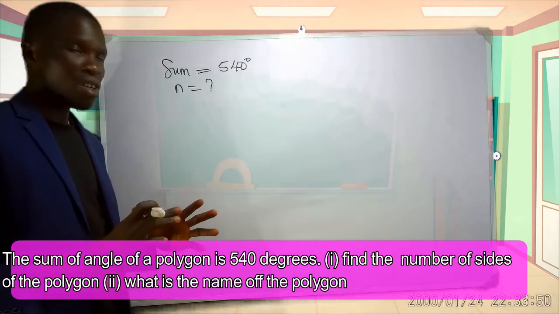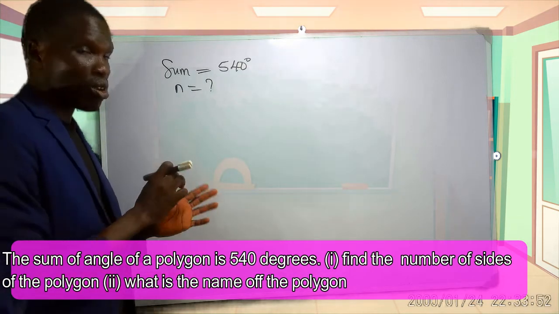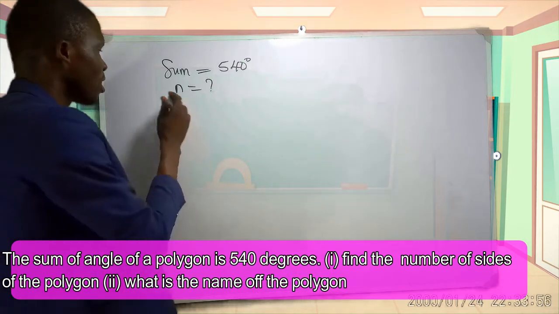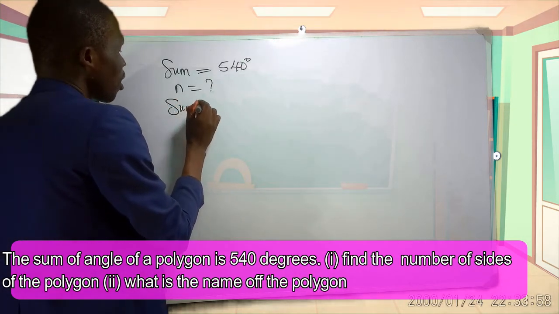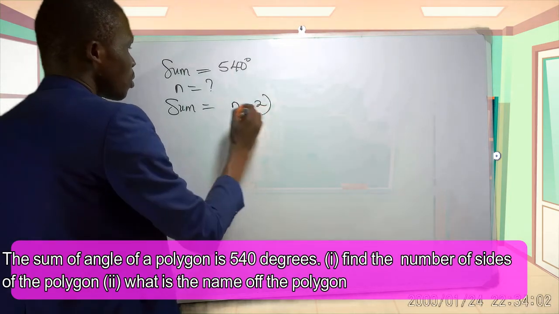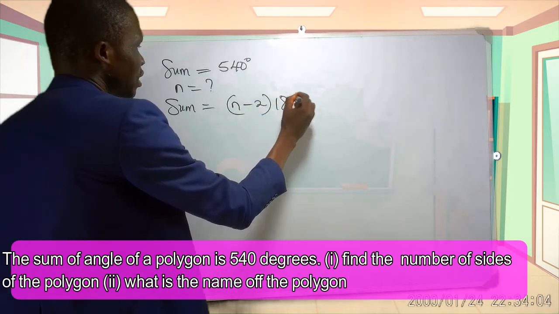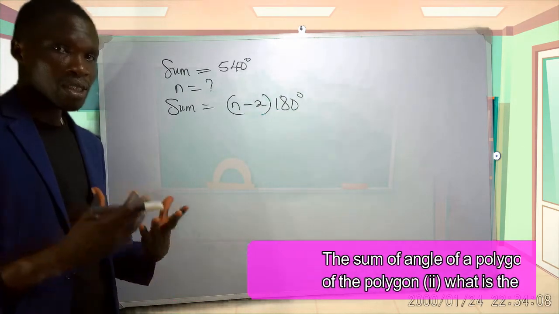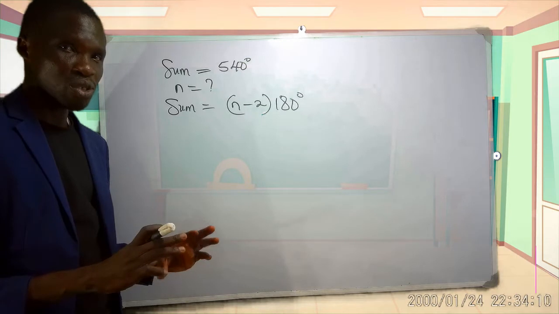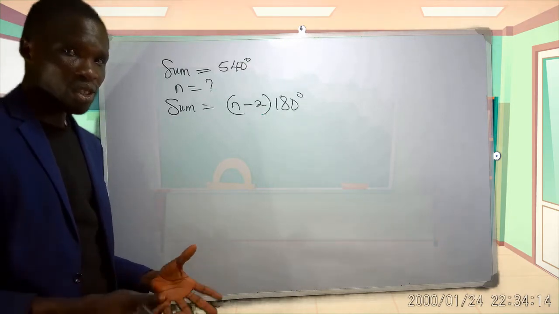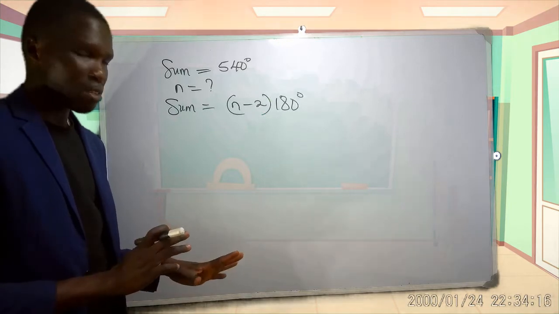Now remember your general formula. The general formula to find the sum of the interior angles of a polygon is sum equals n minus 2, bracket, 180 degrees. Don't cram. I always tell you in this class, this is not the time to cram. This is the best time to learn the basic knowledge, the basic foundation of mathematics.